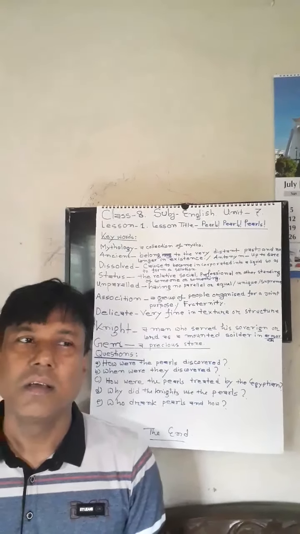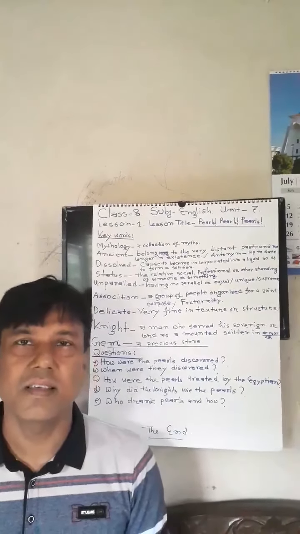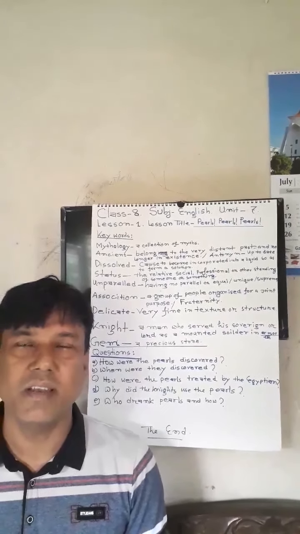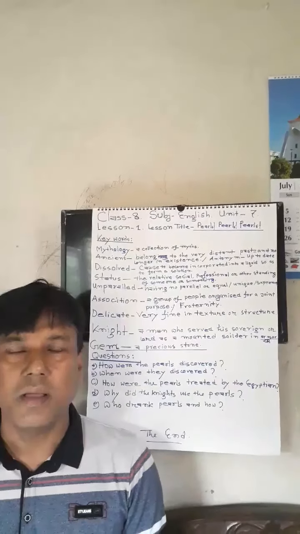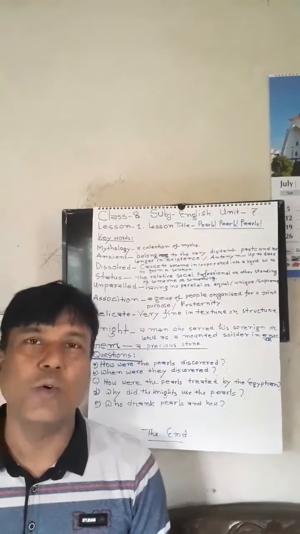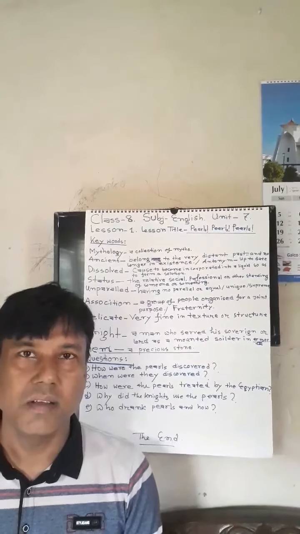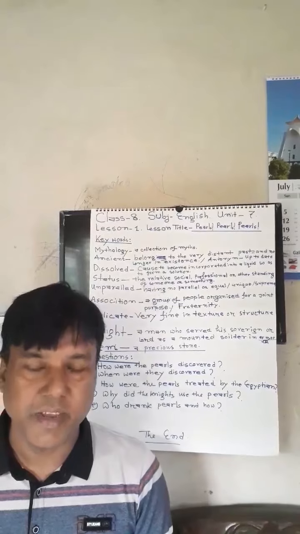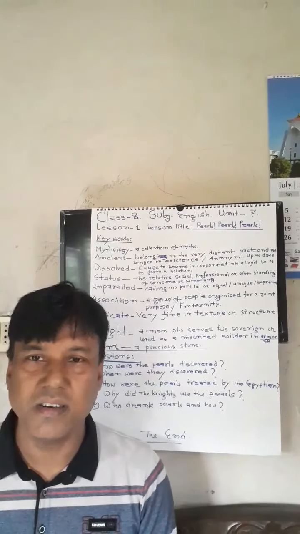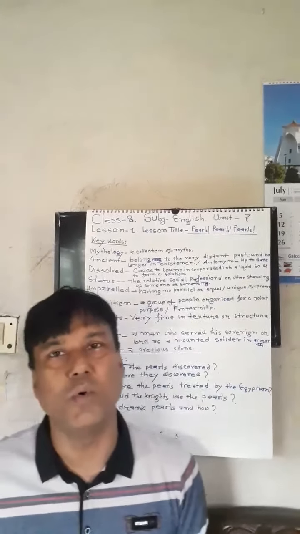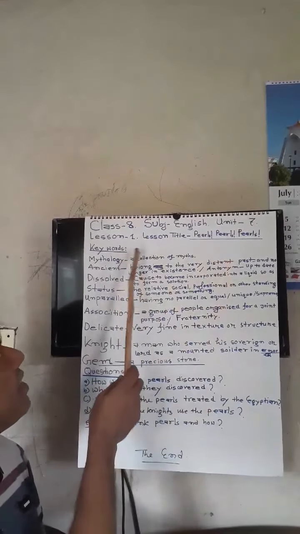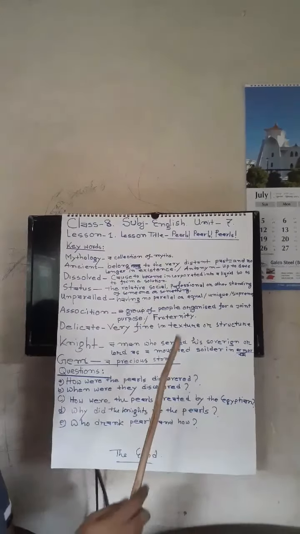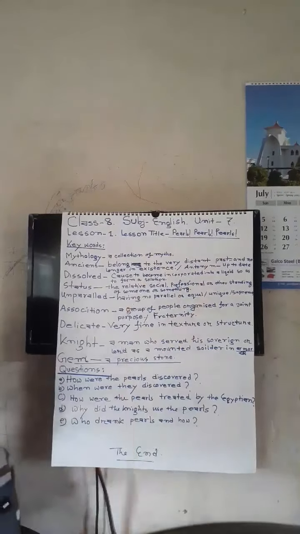Today I will discuss with you Unit 7, Lesson 1. Now, dear students, everyone get ready with your textbook and open page number 78. Page number 78. Now look at the board. Today we have Unit 7, Lesson 1, lesson title: Pearls, Pearls and Pearls.